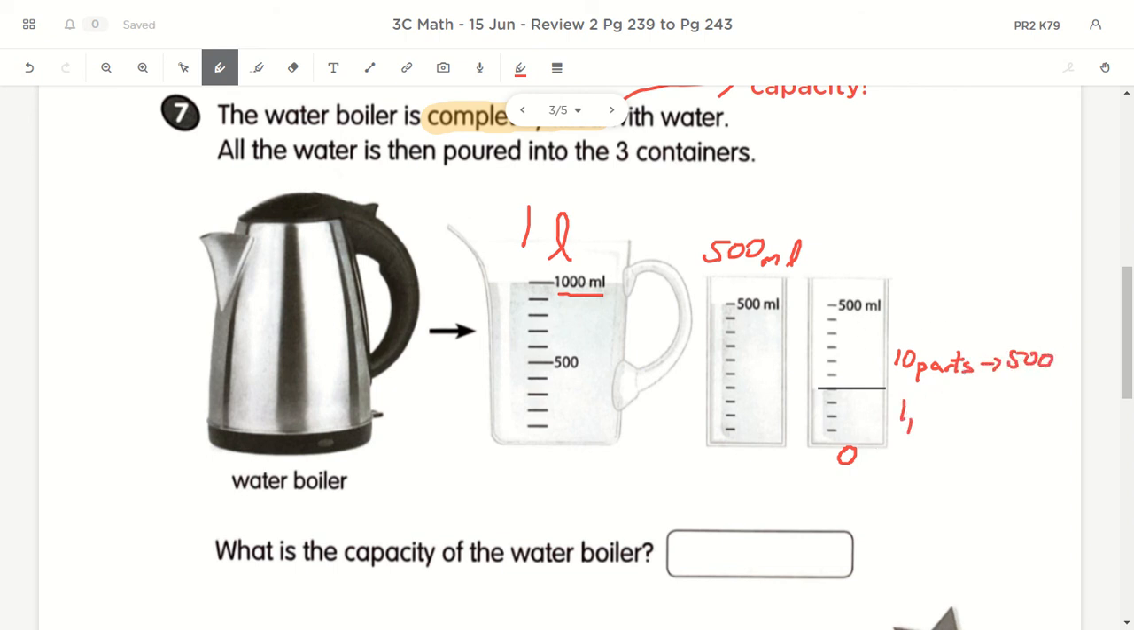So if 10 parts is 500 milliliters, go and find how much is 1 part. All you need to do is 500 divided by 10, which equals 50. So I know each part is 50, meaning this is 50, 100, 150, 200, 250, 300, 350, 400, 450, and 500. So each part represents 50. So we count again. This is 50, 100, 150, 200. So I know this one is 200 milliliters. Now we zoom out.